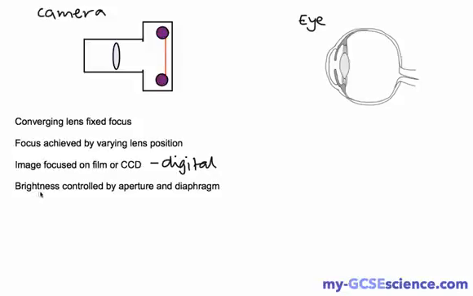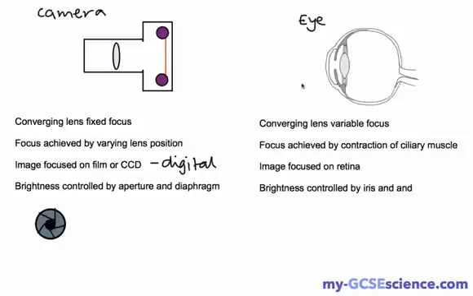And the brightness is controlled by the aperture and the diaphragm. So that looks a little bit like this. If you look at the front of a camera, we've got our aperture, which is that slightly bluey color. Sorry, the diaphragm is the bluey color, and the aperture is the hole in the middle. So this is a bit like our iris and our pupil.